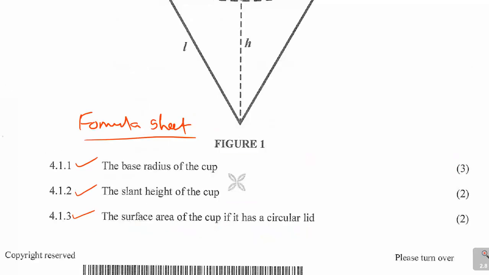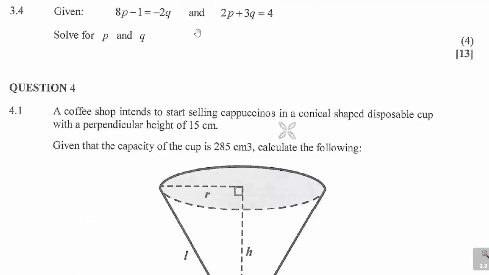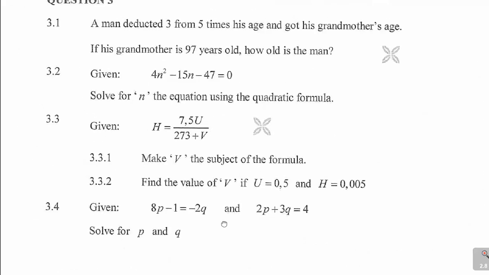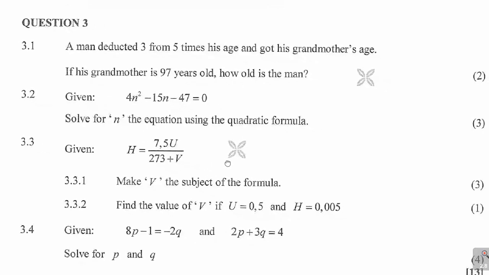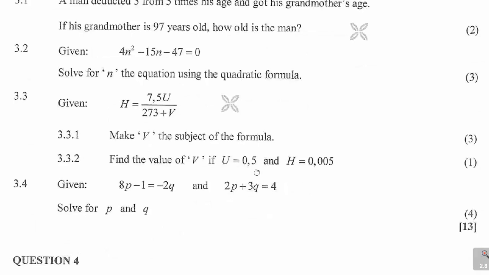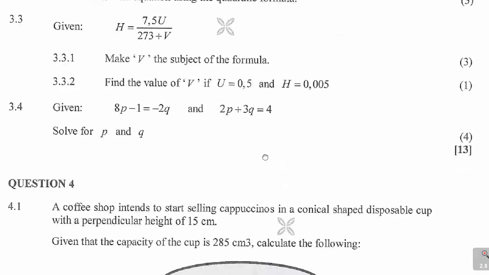And then the other question they were bringing here is question 3. It was a few questions there, but maybe in a quick way, let me try to look at this one. 3.4 is a simultaneous equation, which is 8p minus 1 is equal to minus 2q, and 2p plus 3q is equal to 4. Then they say solve for p and q.